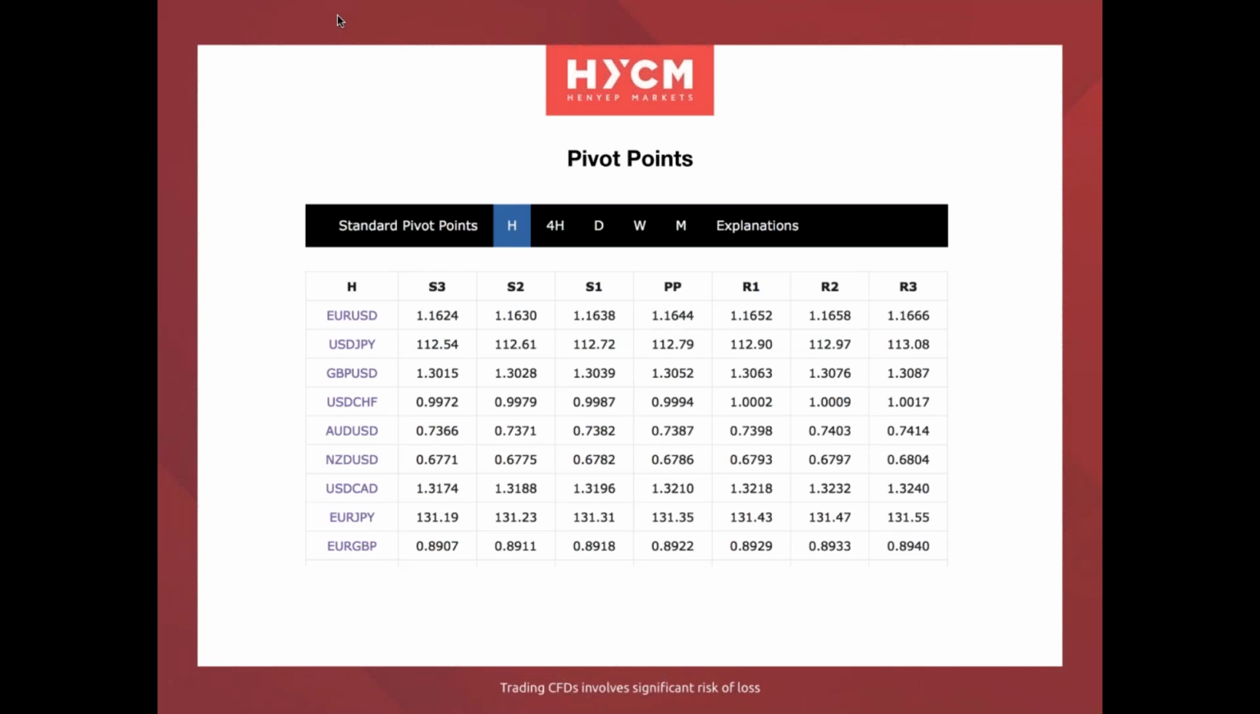So let's say you did the same, and you're wondering, how do I get into this? We've seen some of the different tools, haven't we? We've seen using the moving averages, support and resistance, and Fibonacci. Now let's say we want to use pivot points. You can see we want to sell from resistance. Resistance 1 is 1.3063, resistance 2 is 1.3076, and resistance 3 is 1.3087.